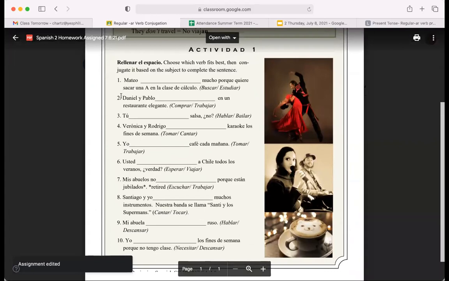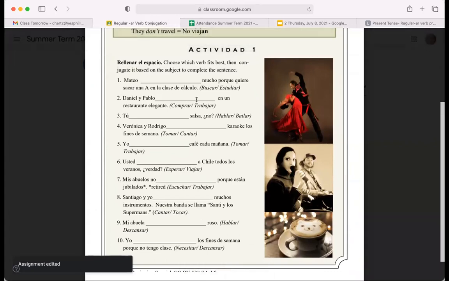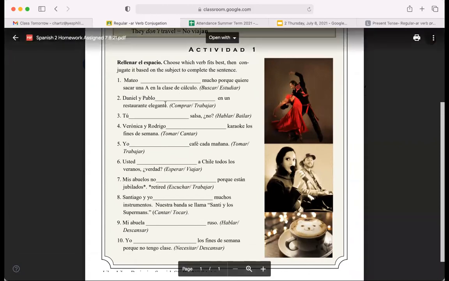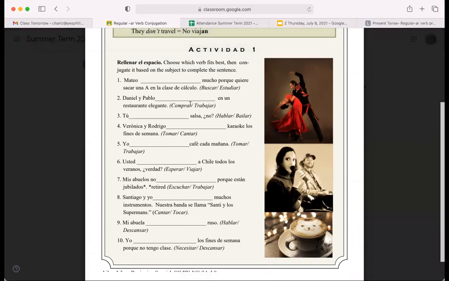So for number 2, it's Daniel y Pablo blank en un restaurante elegante. So Daniel and Pablo blank in an elegant restaurant. Your choices for verbs are comprar or trabajar. Comprar means to buy. Trabajar means to work. So which one are we going to pick?